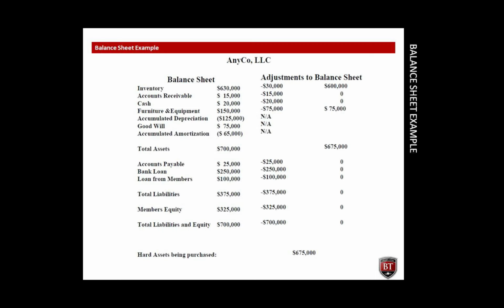First, reduce the inventory value at cost by $30,000 for obsolete inventory. Then, zero out the accounts receivable as the seller will retain these. Zero out the cash and cash equivalents as they will also stay with the seller. Reduce the furniture, fixtures, and equipment to actual value. Zero out the accounts payable as the seller will pay these. Zero out the bank loan as the seller will satisfy it at or before closing.